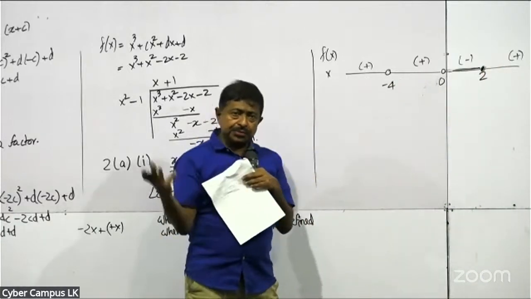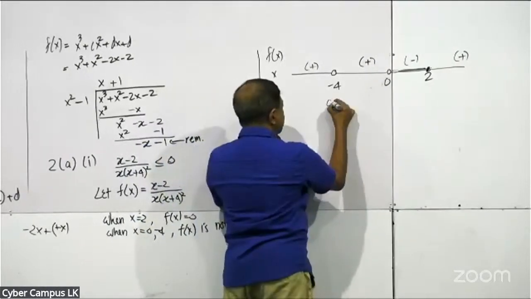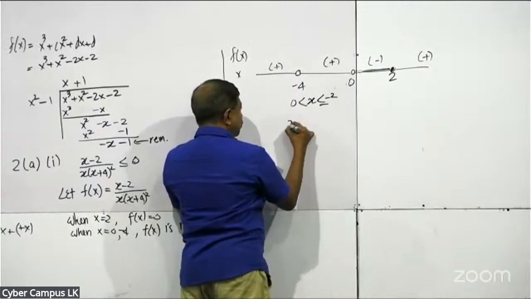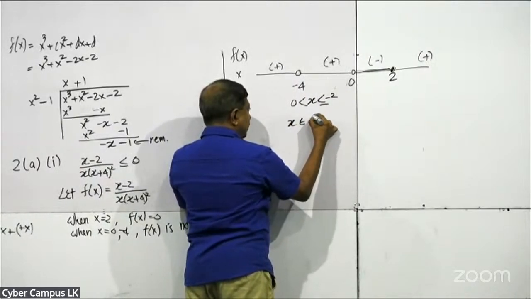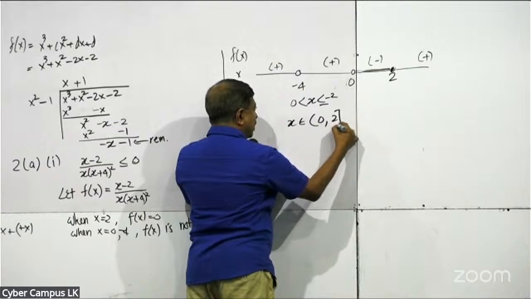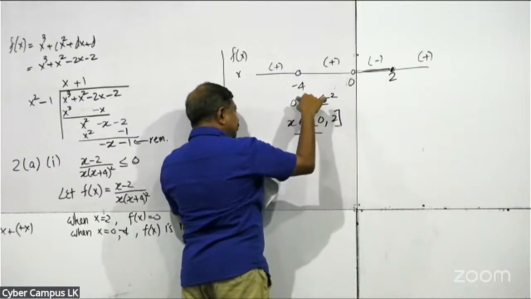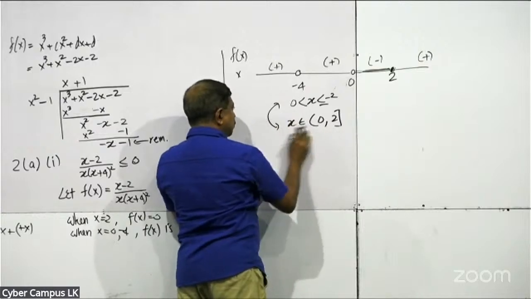Now you can express the answer in several different ways. Like you can say x is between this, including 2, or you can write it as an interval where 2 is inclusive. Therefore, you have to come up with the square bracket this way or this way, either way. You can express the answer.